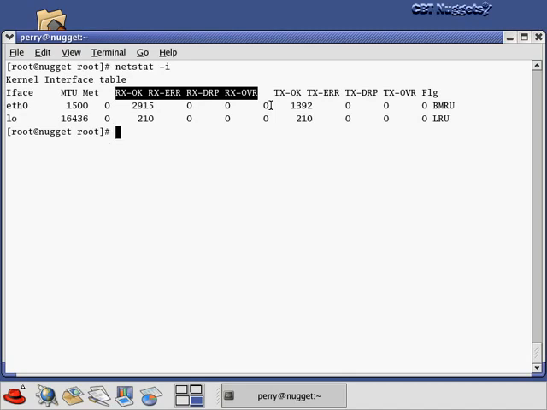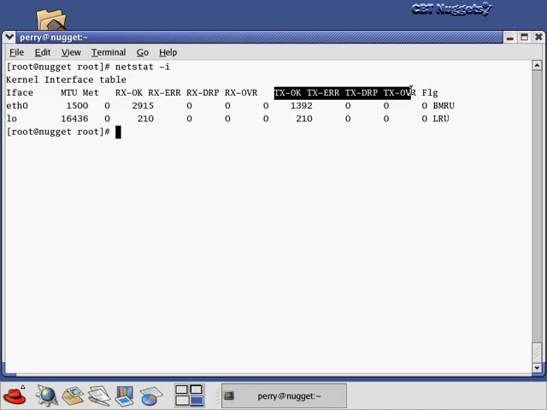When packets are coming into your system over the network, they're not going directly into some spot in memory. They're going into a special buffer, and then the processor reads them out of the buffer. Ideally, the processor reads them out faster than they come in. But if the processor is preoccupied and the packets keep coming in and the buffer fills up, then you'll start getting overflowing packets, and that's where this RX-OVR number comes in.